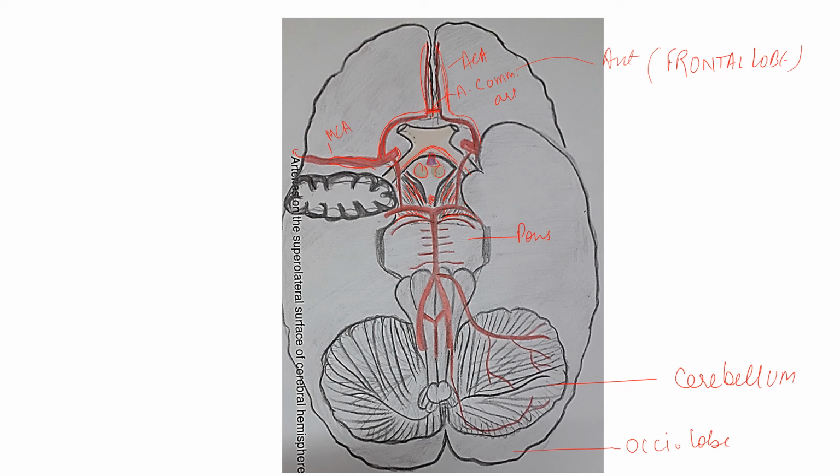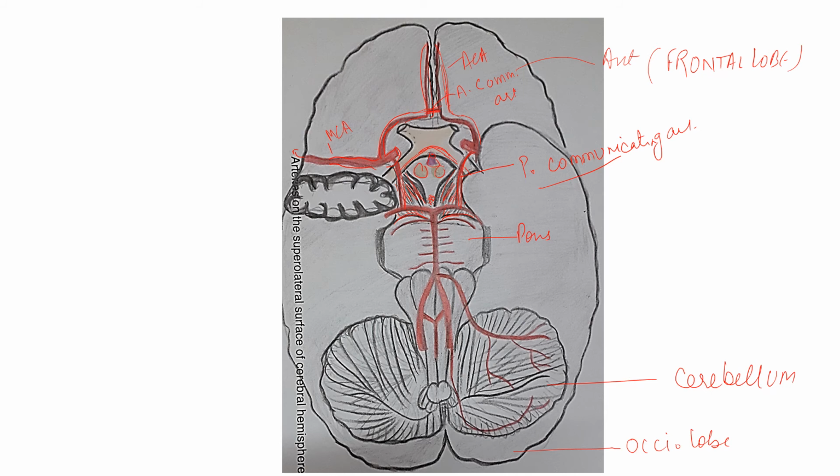Next we have another branch from the internal carotid artery, and this is known as the posterior communicating artery. So this was all about the anterior segment.